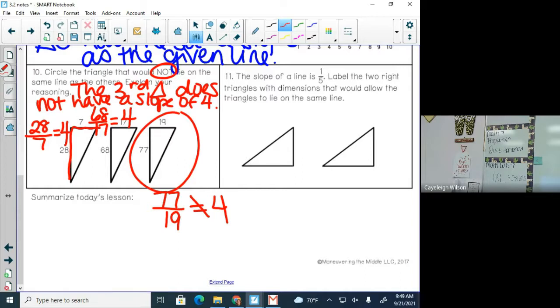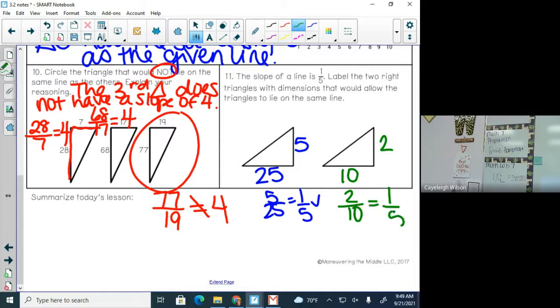All right, Catherine. Oh, that's what you're saying. I was like, what? Yeah, you're right. 5 over 25 would be perfect because 5 over 25 reduces to 1/5. Cameron? 2 over 10. So rise over run also reduces to 1/5.